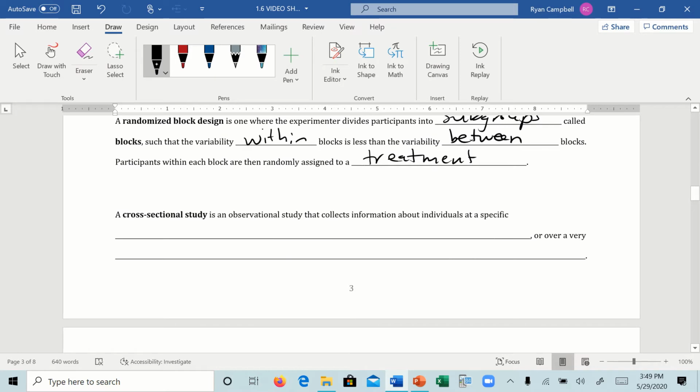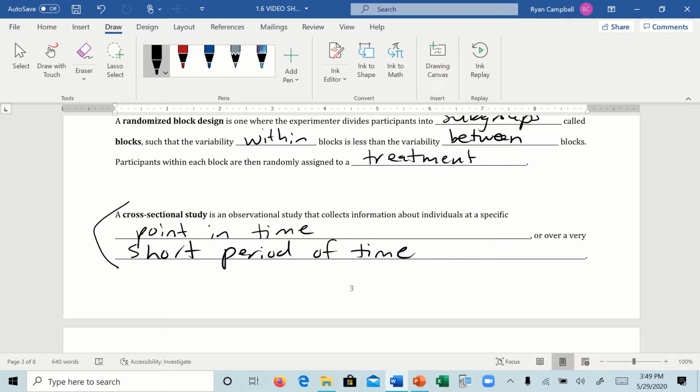All right, so now we have a cross-sectional study. This is an observational study that affects the person at a specific point in time, or over a very short period of time. I can tell you, this is the way that I think about this one. This is the present study. Present as in the here and now study.